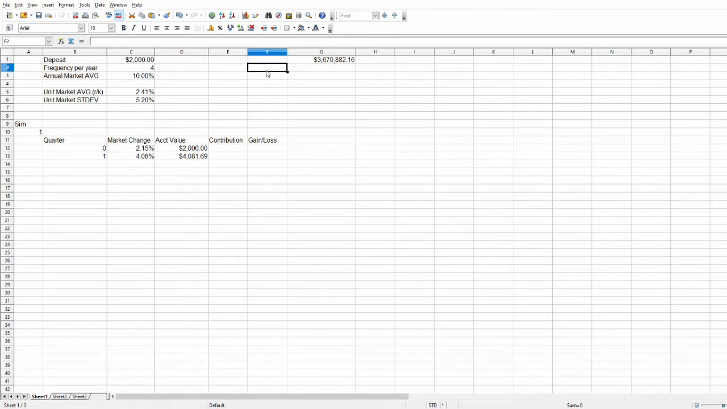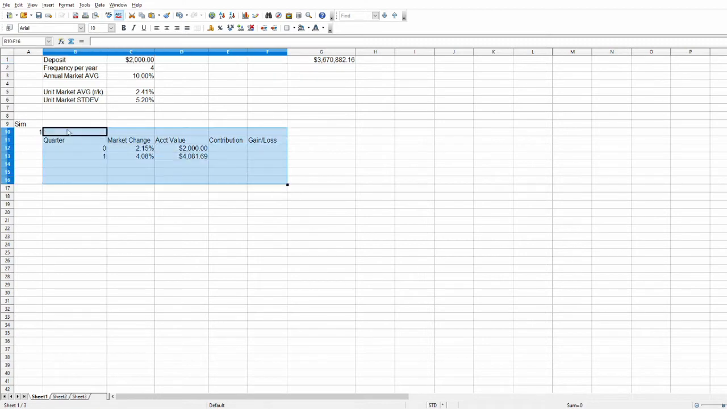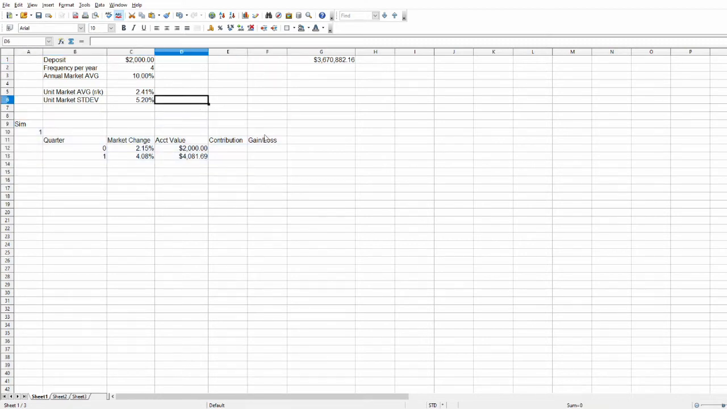Okay, now here's the thing. We know that the stock market changes. We're not always going to get 10%. We're not even going to get a positive percent change. Sometimes the stock market goes up, sometimes it goes down. How can we use Excel and OpenOffice to simulate that? If you're following along with me, I strongly suggest that you try to keep things as identical to how I have them here in terms of the layout of your spreadsheet.